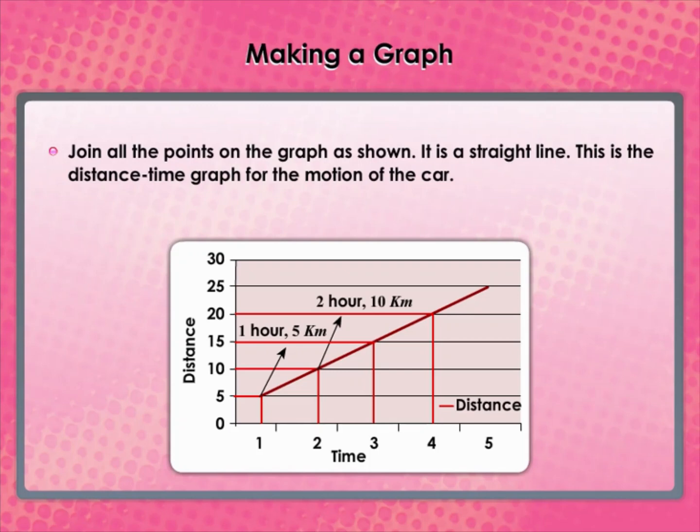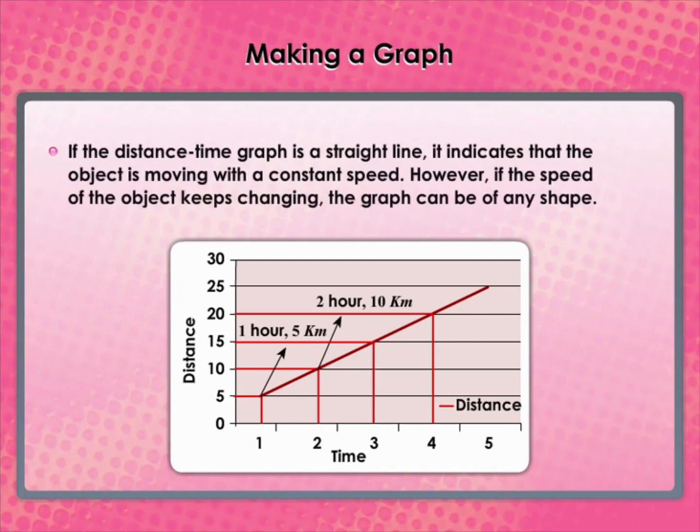Join all the points on the graph as shown. It is a straight line. This is the distance time graph for the motion of the car. If the distance time graph is a straight line, it indicates that the object is moving with a constant speed. However, if the speed of the object keeps changing, the graph can be of any shape.